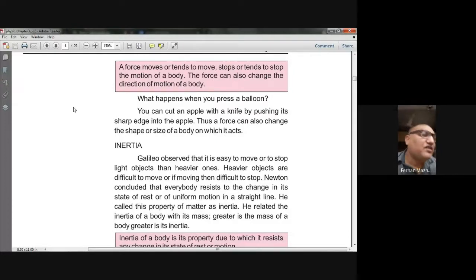The force can also change the size and the shape of the body. It's a very famous MCQ. But the force cannot change the mass of the body. It's a very, very famous MCQ. Okay, what the force can do and what the force cannot do.